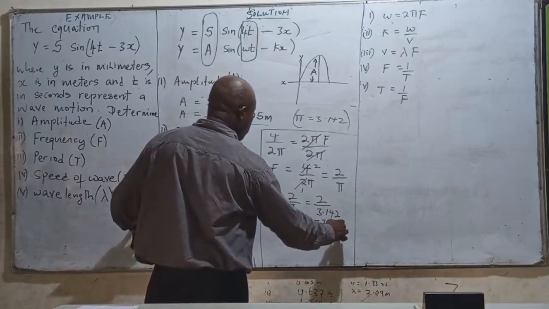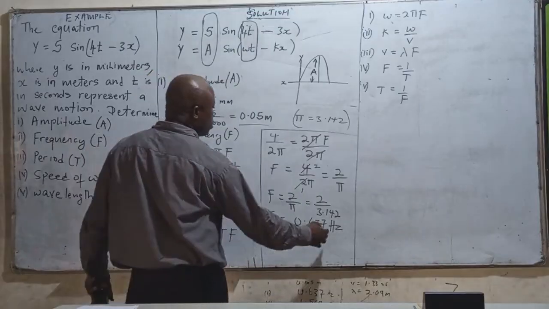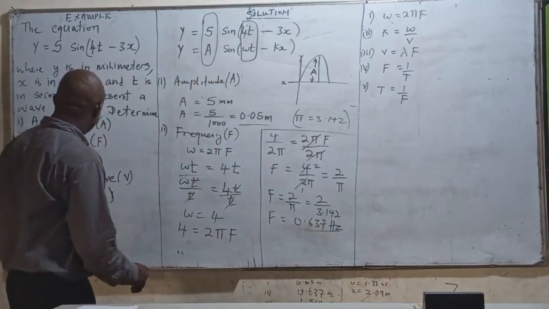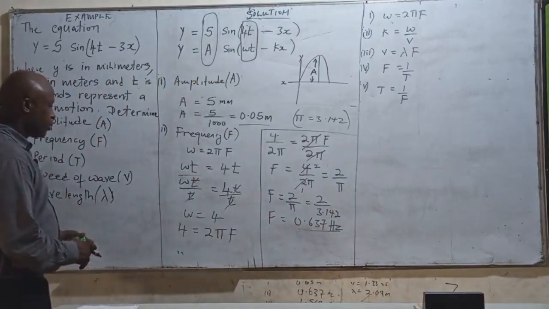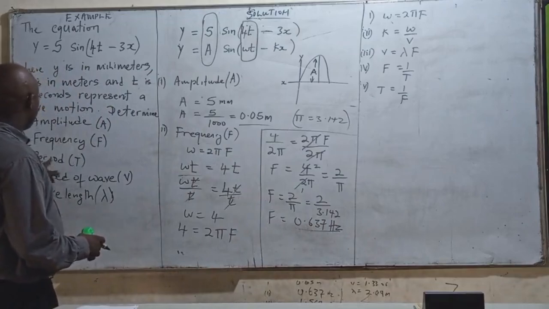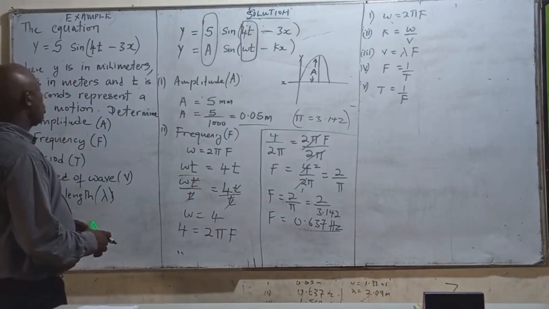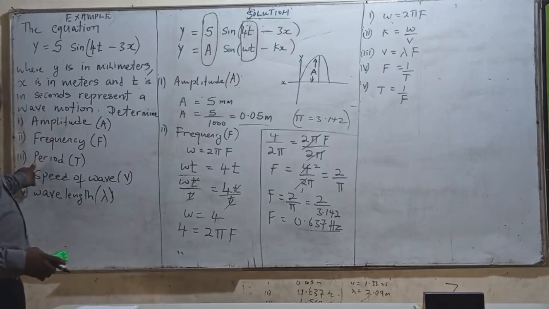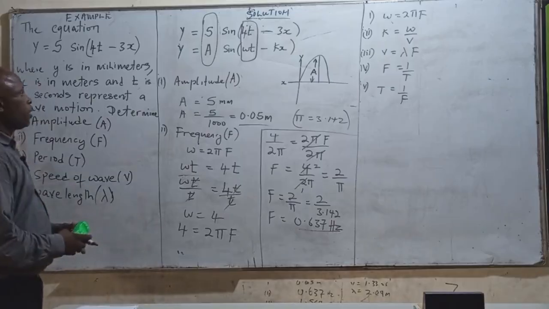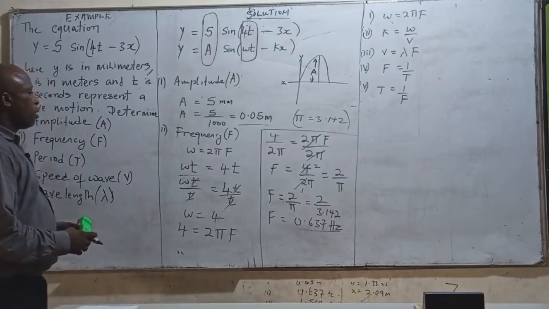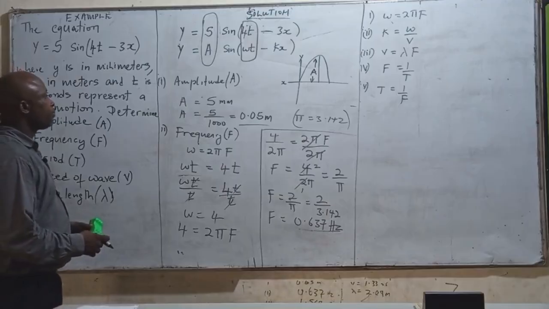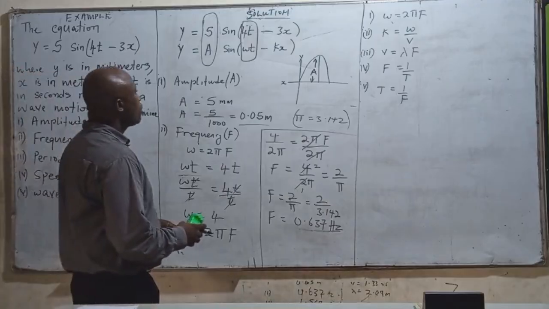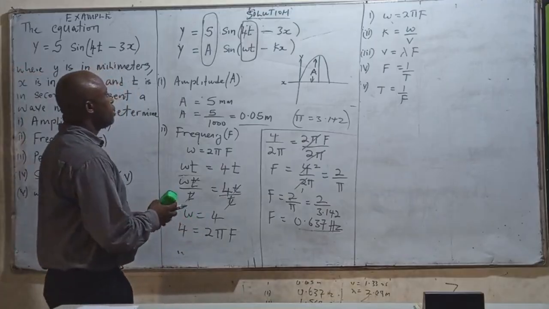0.637 hertz. So we have succeeded in solving for f, which was our frequency. Number 3 says that we should solve for period, period T. So how do we solve for period T?